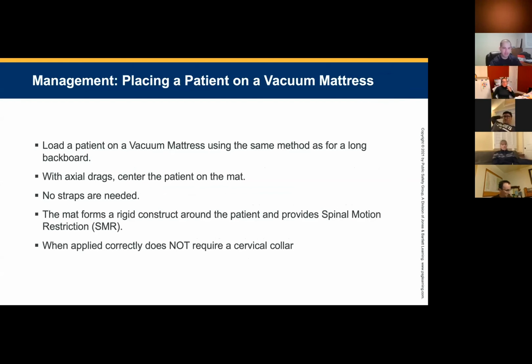And then vacuum mattresses. I'm not going to cover too much about this. I might talk about this during the skill sessions because I have one at my office, but we don't carry vacuum mattresses at our patrol. But just know that I like to think of the vacuum mattress like a beanbag chair. If you were to sit on a beanbag chair and then pull out all the air, the little beanbags come together and it forms around your body.